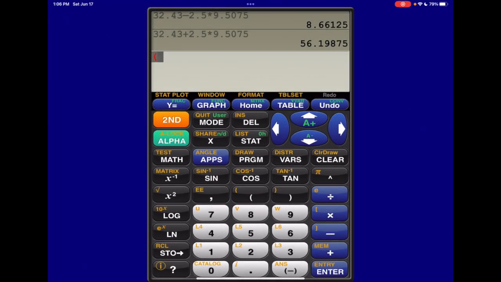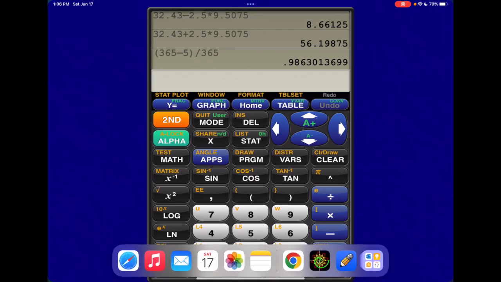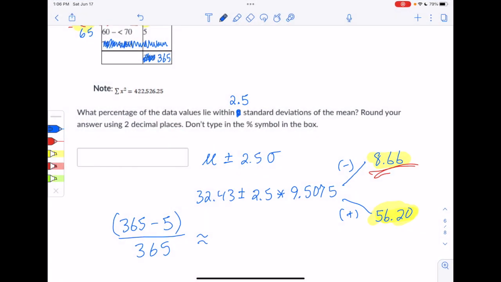So 365 minus the 5 people we don't want, divided by the 365 in the table, gives 0.9863. The 3 is followed by a 0, so we do not round up. 0.9863. This confuses people sometimes. I put 4 decimals and they said they want 2, but they want 2 on the answer, and this is not our answer. The percentage is the answer.